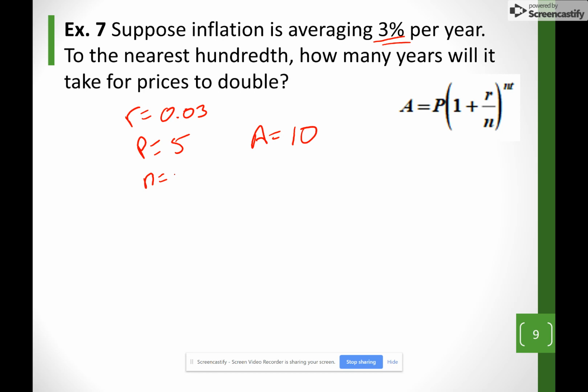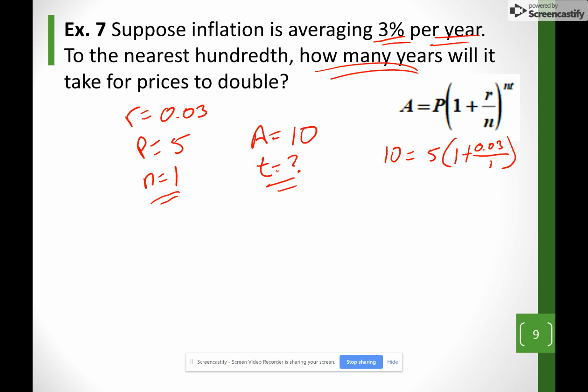And my number of times it gets compounded, we're going to say n is equal to 1 because it's done per year. And I don't know my t. But it makes sense, since it says how many years will it take. So I don't know my t. So let me replace my values. Instead of A, I'm going to write 10. Instead of P, I'm going to write 5. I'm going to go 1 plus 0.03 over 1. N times t, I know n is 1. T, I'm just going to call it t. N times t, I'm just going to get t, right?